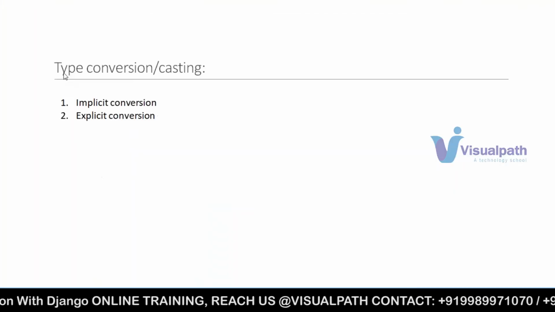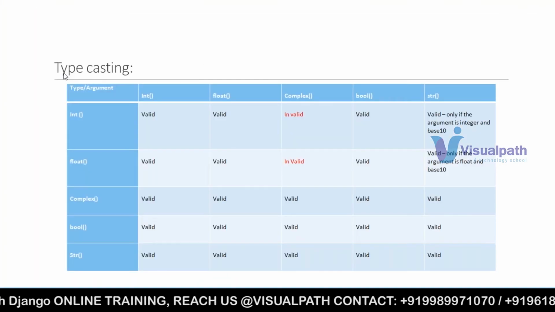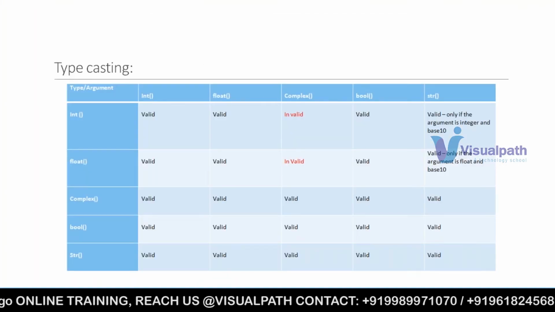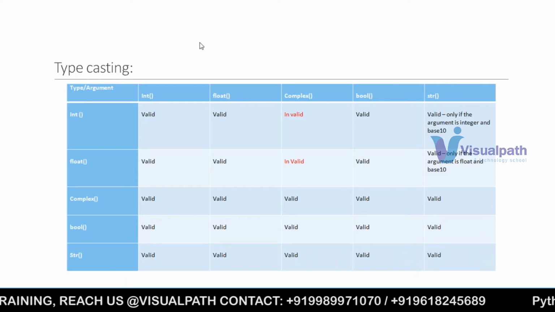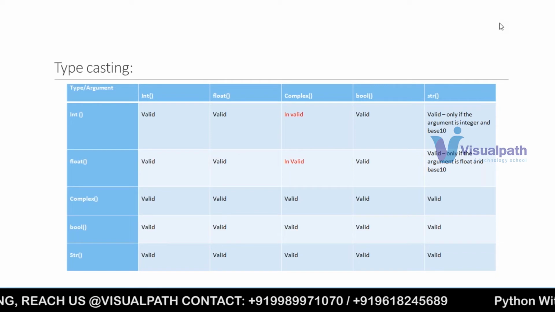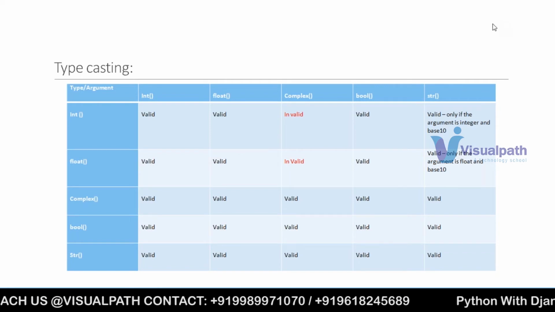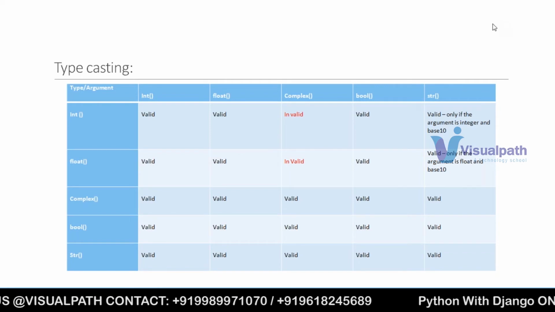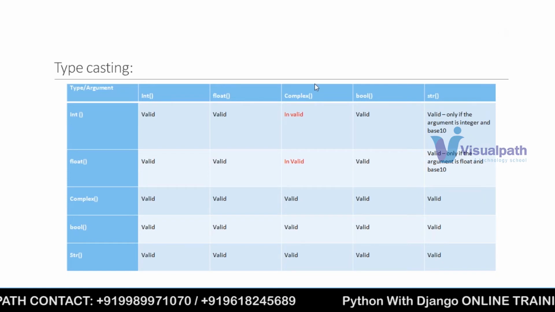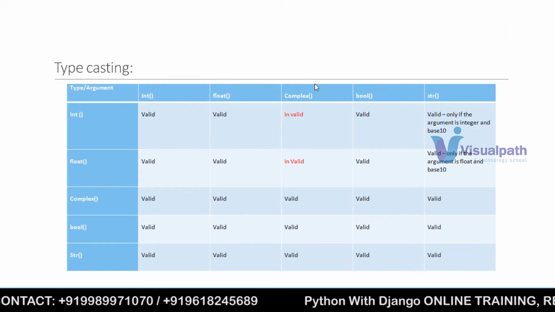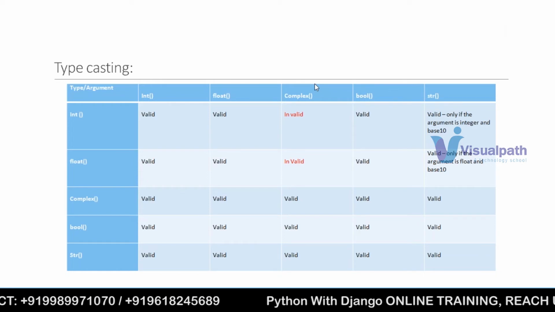Now, maybe just note this down, right? Instead of noting it down, just take a pic of this. So which are valid and which are invalid. Converting complex type to integer is not valid. Converting complex to float is invalid. Rest everything is valid, but in case of string, converting string to integer and string to float, there is some condition.